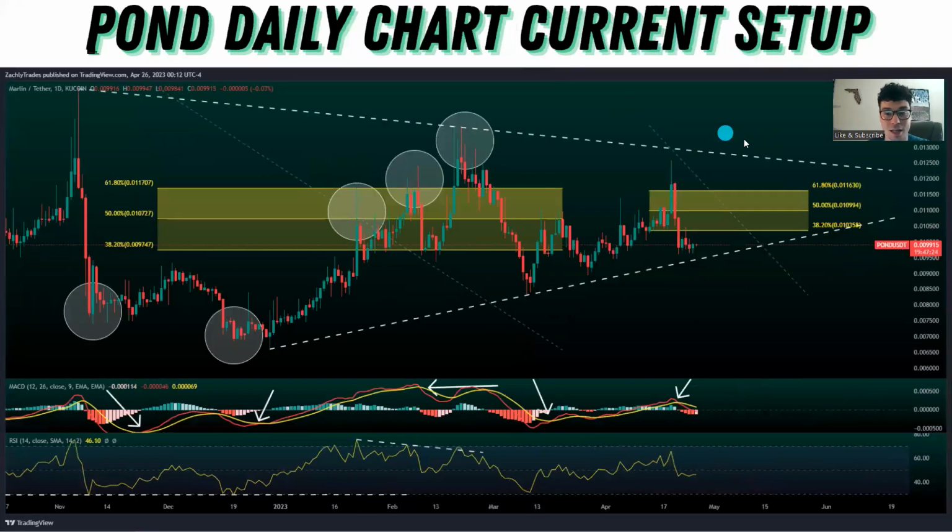Now, this is our current daily chart setup. If we zoom in a little bit more, we do have a chart pattern here. We have a little bit of a symmetrical triangle. And so this could go either way, right? We could break out to the upside or we could break down to the downside. We need to pay close attention to the 2 trend lines that we have and look to see what's going to happen.